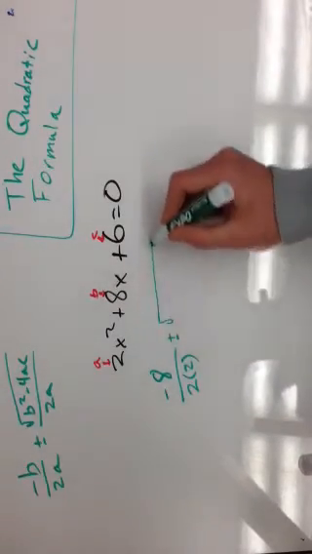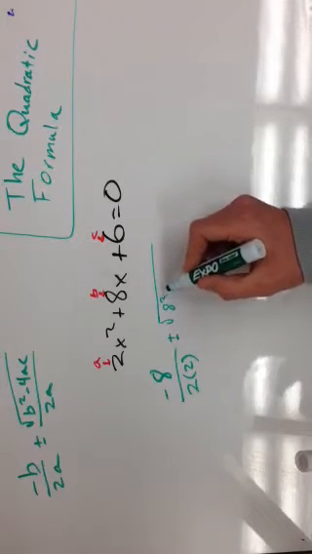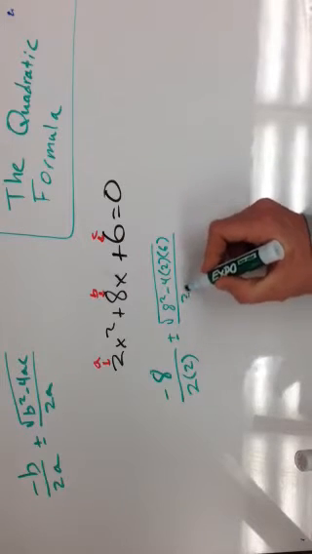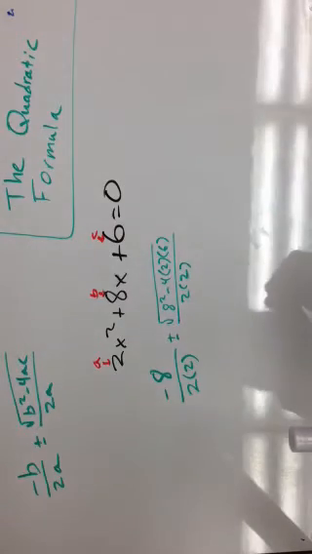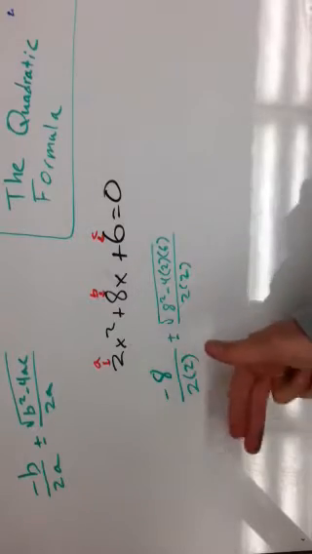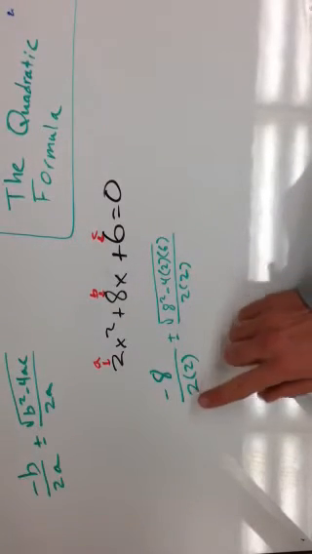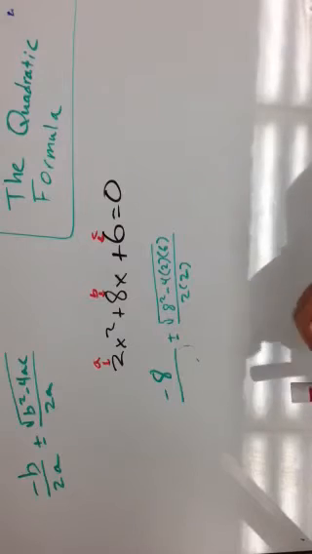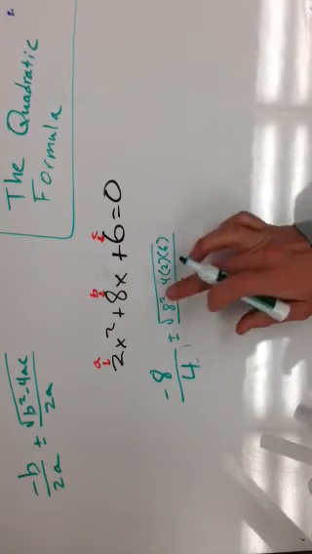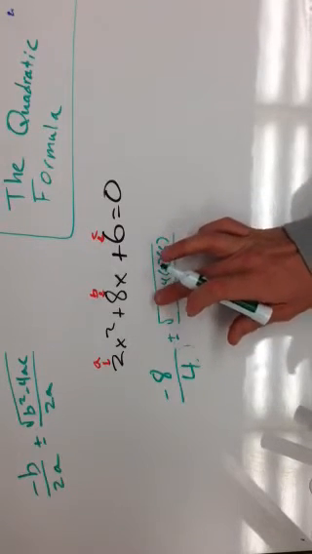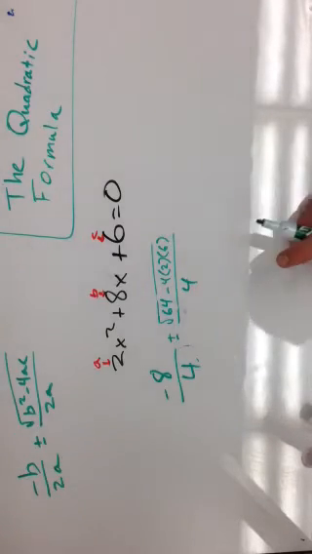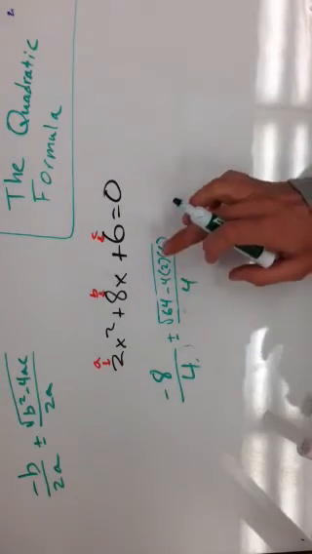So plus or minus the square root of b squared, 8 squared, minus 4 times a times c, all over 2a. Since I'm on a whiteboard, I'm just going to erase to do my simplifications, but you may want to bring it down and down. So 2 times 2, I'm just going to substitute that out. That's 4. Same thing here. 8 squared is 64. And 4 times 2 times 6 is 48.